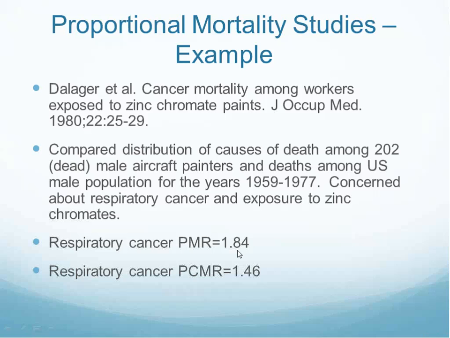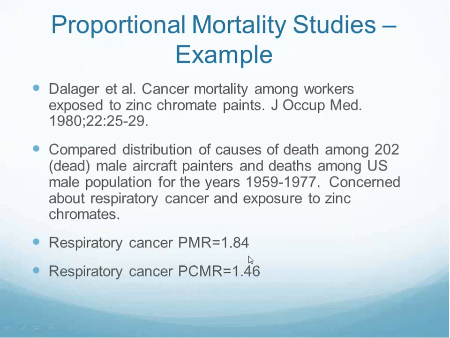So for PMR, the comparison is to 1. A PMR of 1 means no effect. The exposed is the same as the unexposed. Here it's above 1. The other thing we would look at, which I didn't feel I had time to really go into today, is the confidence intervals around this PMR or this effect estimate.